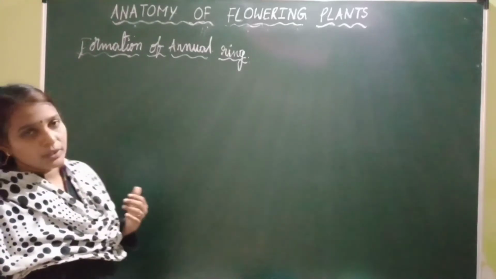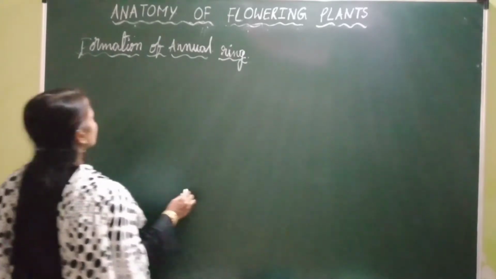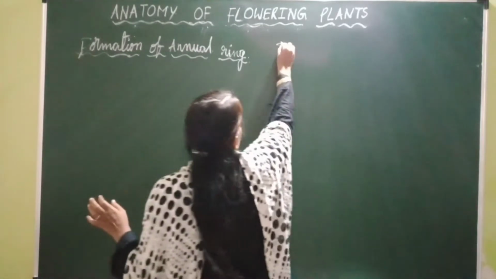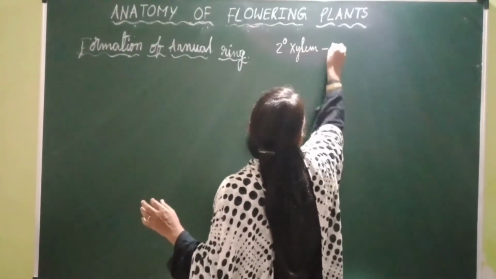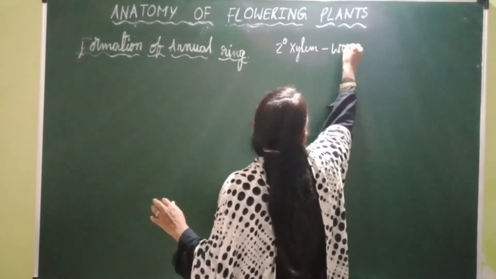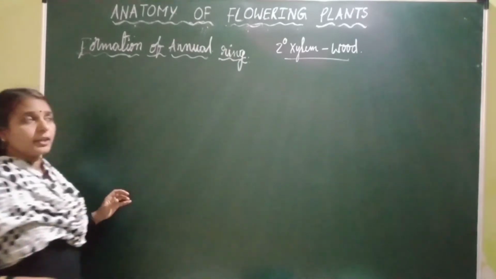So actually wood is formed by what? Wood is formed by secondary xylem. So secondary xylem constitutes wood. Okay, let's start with the formation of annual rings.